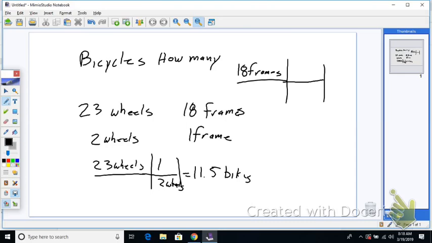You say, well, I need 1 frame for every 1 bike. And so I could make 18 if that was the limiting. But that's not the limiting, because what did I go with to figure out how many bikes I could make? I went with the least number produced, right? You always got to go with the least number produced. And so the wheels is limiting in that example. Question, I'll just do one of those examples because I think for the most part you kind of understand how that all works. Any questions?